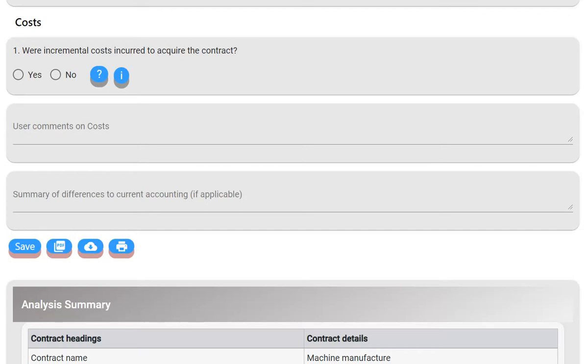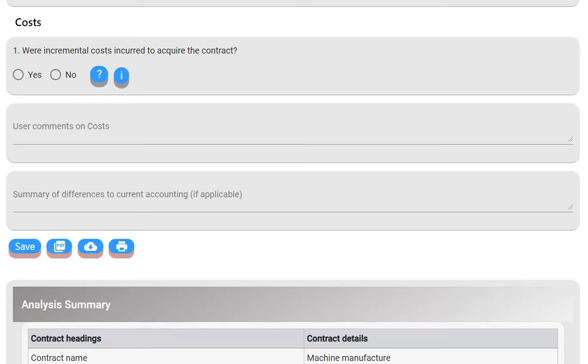The idea here is that if there were incremental acquisition costs, then in some instances they're required to be capitalized and then amortized over the contract period. The key to this is that the cost must be considered incremental. So the easy test is, if you entered into the contract, did you incur the costs? And if you did not enter into the contract, would you not have incurred the costs? If that's the case, then the costs would be considered incremental.